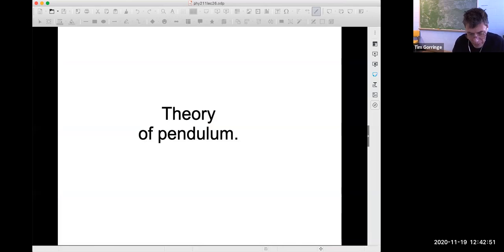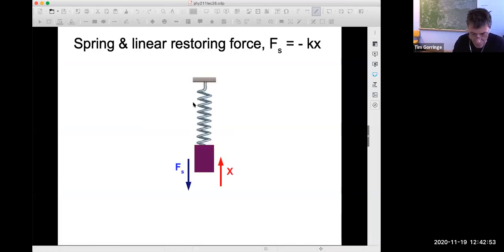Okay, let's talk about the theory of the pendulum. And to talk about the theory of the pendulum, I want to go back to the theory of the spring mass system. Both of those systems, the simple pendulum and the spring mass system, exhibit periodic motion. They both exhibit simple harmonic motion. And in both cases, that periodic simple harmonic motion is emergent from an underlying foundation of a linear restoring force. So here's the case of the spring.